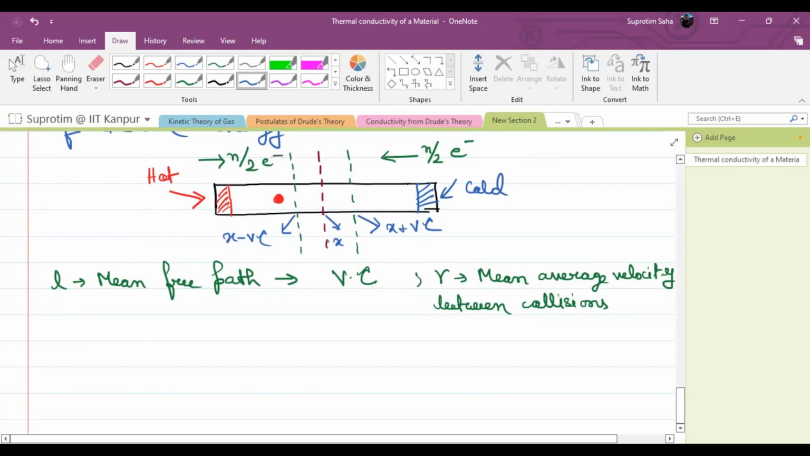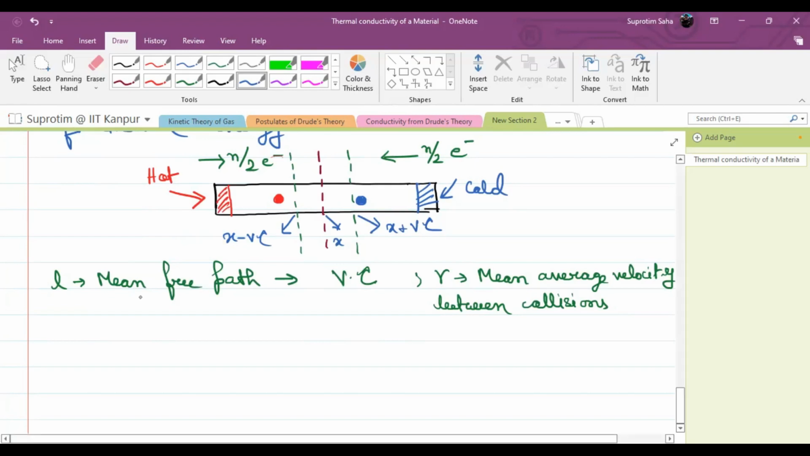Likewise, at a distance v tau ahead of the point x, the electron which is coming from the colder end will also travel in an undisturbed fashion. It will be left undisturbed because it is in its mean free path and no collision will occur in its path. So it will carry momentum from x minus v tau to x. Likewise, from the colder part also, electrons from x plus v tau will transfer momentum to x.